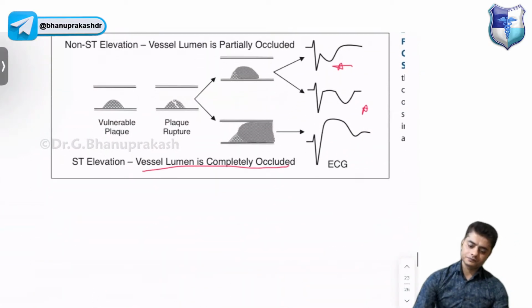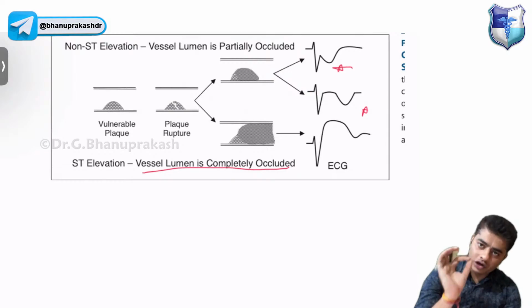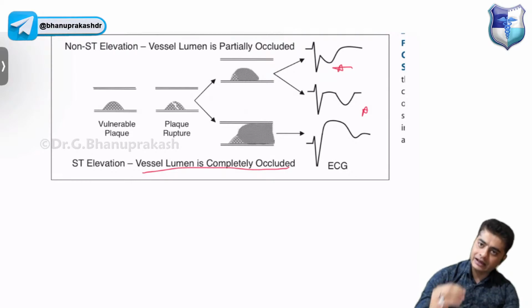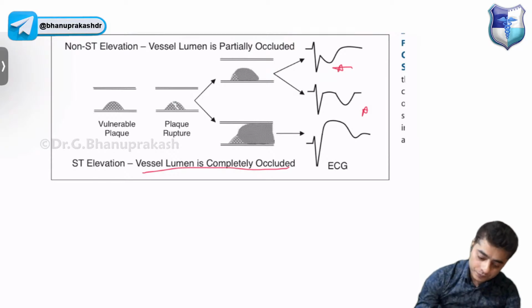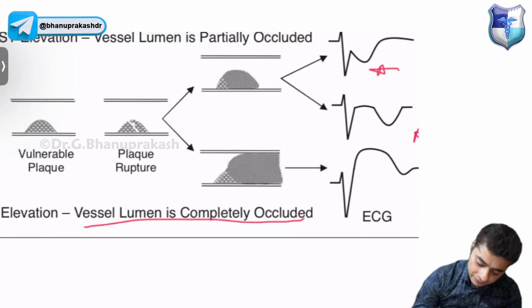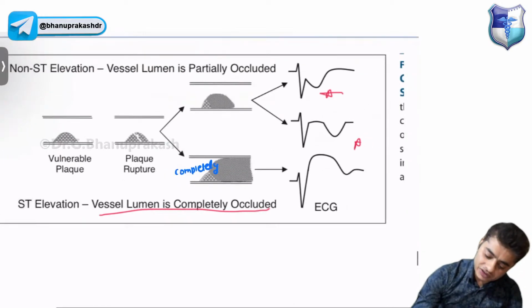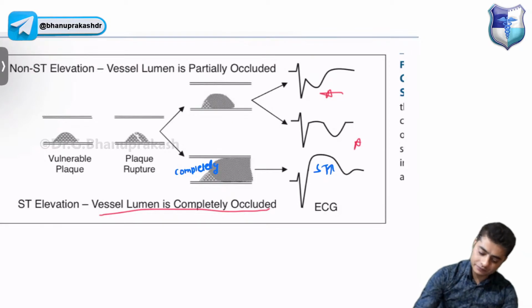Now see this diagram. Here, the plaque is vulnerable. That is the most important thing. And the vulnerable plaque, if it occludes the artery partially, then it is unstable angina or non-ST elevation MI. And if this plaque occludes completely, it leads to ST elevation, and that is ST elevation MI.